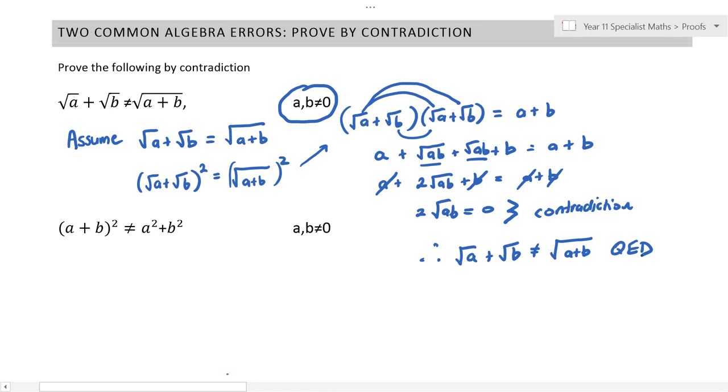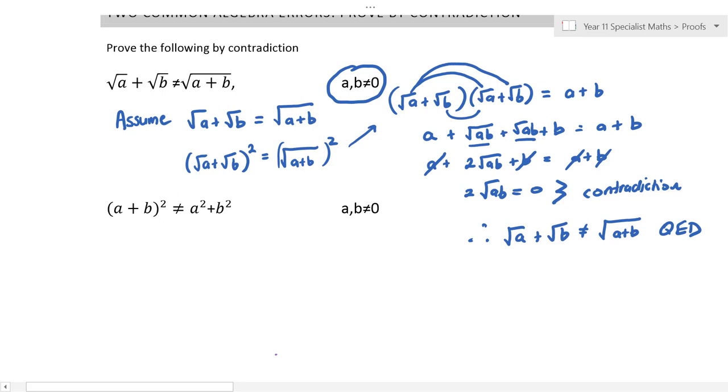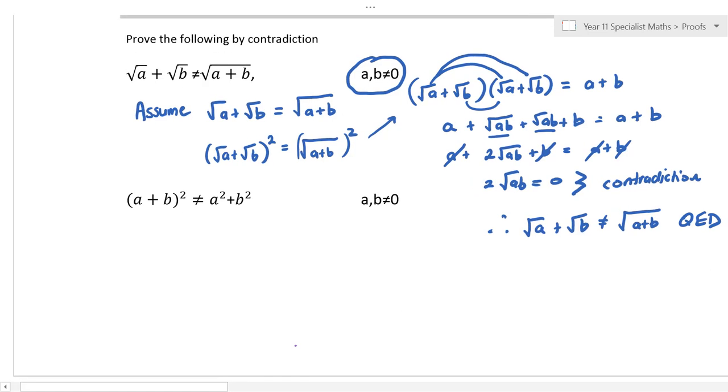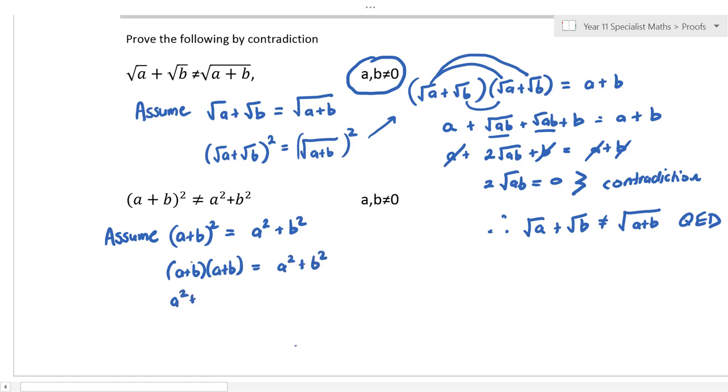Okay, now let's do the same thing. The same thing applies for this one: A plus B all squared. So what are we doing? We assume that A plus B all squared is equal to A squared plus B squared. And of course, you guessed it, you can finish it off with me. That's going to equal that, and there's going to be some contradiction there. A squared plus AB plus AB again plus B squared is equal to A squared plus B squared.